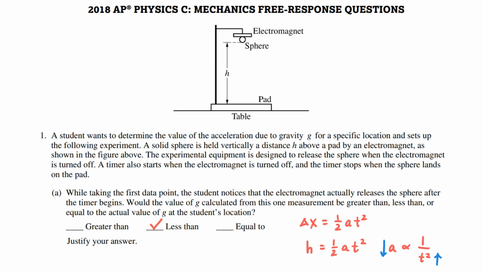The only thing I'd be careful of here is when the College Board asks you to justify your answer, you should also include some words, not just writing down equations like I have shown. But a simple one-sentence answer like, because the time is larger and because the acceleration is inversely proportional to the time for the sphere to reach the pad, then the value of g must be less than the actual value.